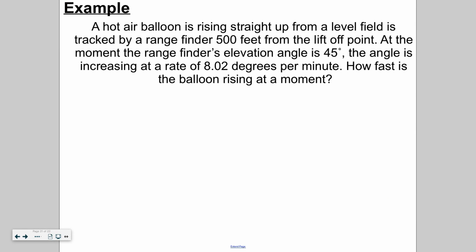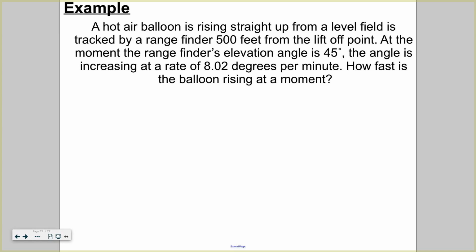Alright, so now we have another example using the angle of elevation. So a hot air balloon is rising up from a level field, is tracked by a rangefinder 500 feet from the lift-off point. At the moment, the rangefinder's elevation angle is 45 degrees. The angle is increasing at a rate of 8.02 degrees per minute. How fast is the balloon rising at the moment? So just to point out here, we are dealing with degrees again.